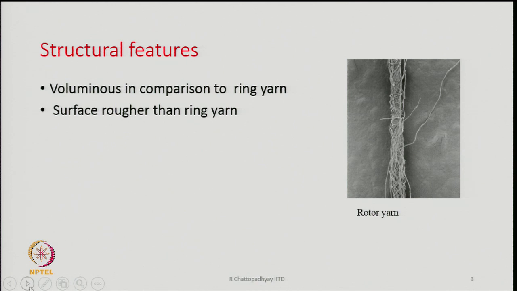Their inclination angle of the surface fibers is not really constant. They are varying from place to place, and because of all these, the surface of the rotor yarns is very rough, whereas the surface of ring yarns is much smoother, because the fibers are well aligned there.